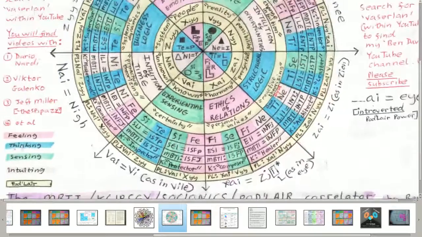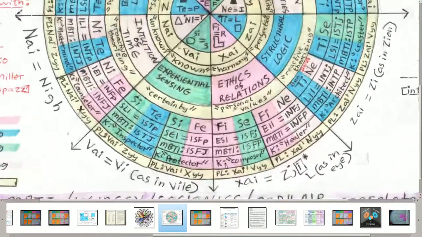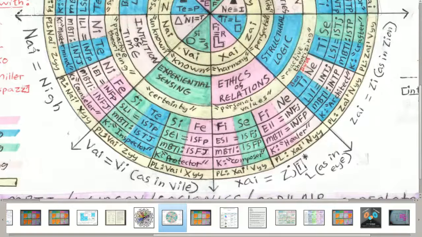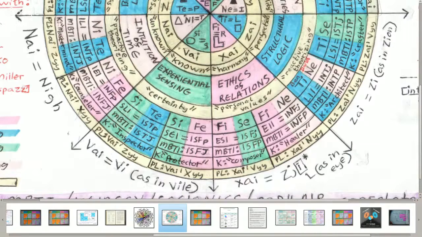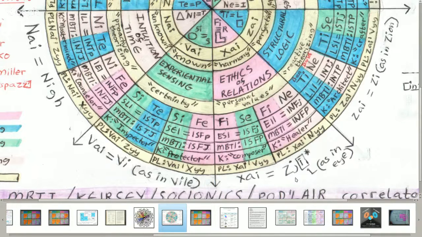So now, based on this guide, can you pronounce the Podlair functions? Not yet. Well, what about this? Nigh. So it's nigh on possible. And then what about this one? Vi. Yeah. And this one.